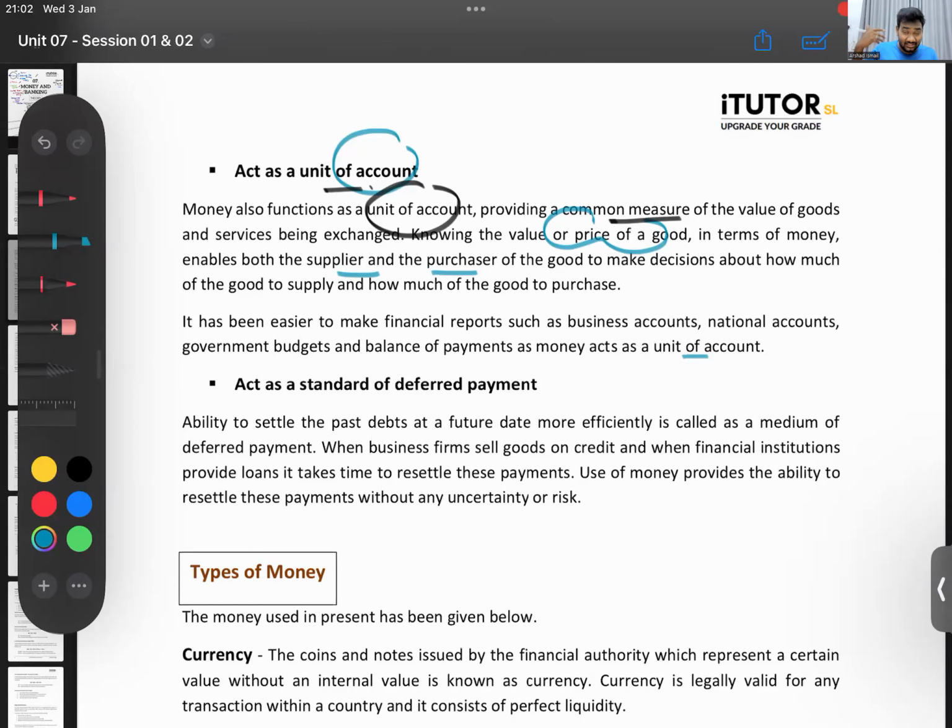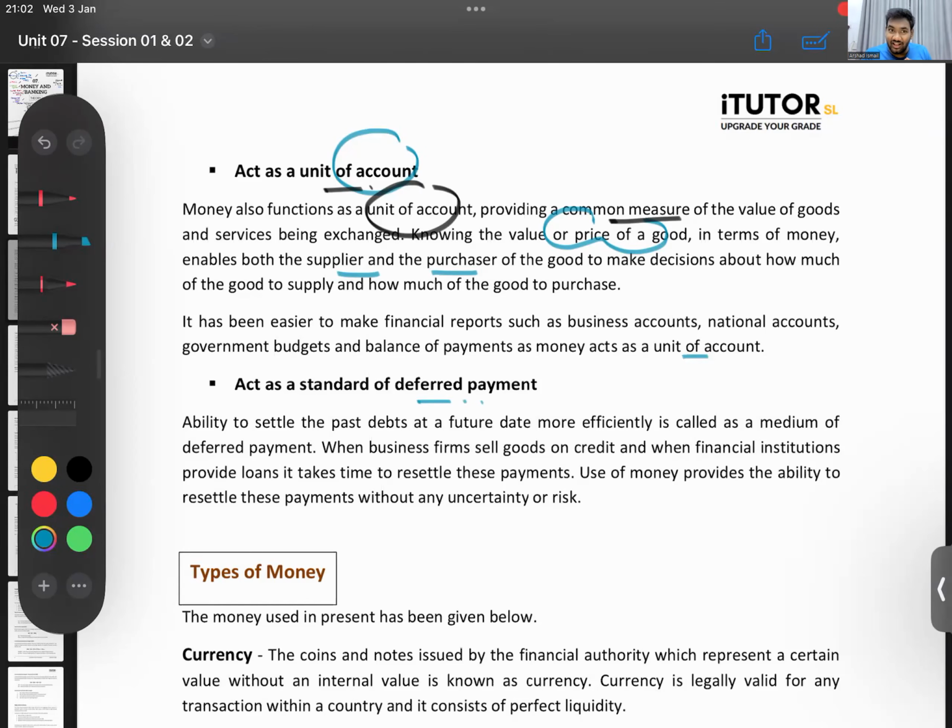You can say, okay, this theory class is worth 2,500 rupees. Our theory and revision class is worth 4,500 rupees. Why? Because there is something called money. If there is no money, you can't give a value to anything. And then finally, we have act as a standard of deferred payment. What is that? Because of money, now what can you do? You can purchase something now and pay on a future date.